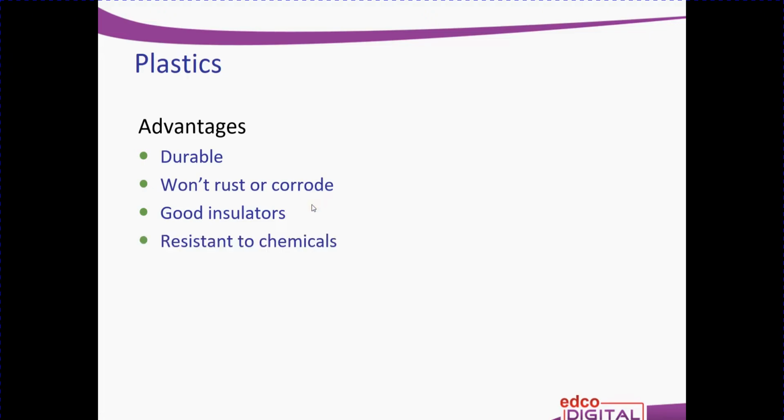Now, the advantages of plastic are they're durable, so that means long lasting. They will not rust or corrode. They're good insulators, so they're used in insulation for houses and also insulation on wires so that you don't get electric shocks off wires. Now, they're resistant to chemicals. So, for example, you can pour acid into a plastic container and it won't disintegrate. Now, they can be formed into complex shapes. So, for example, if you think of a keyboard on a computer, it's a really complicated shape, but plastic can be molded into these shapes quite easily.